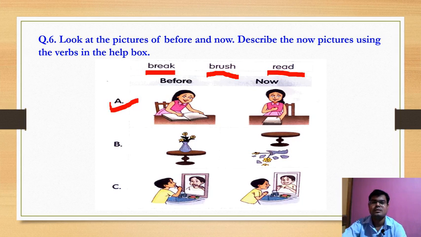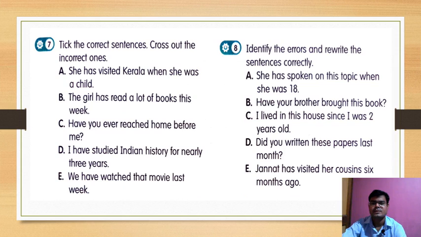Okay, you have to mention these remaining two. You have to write the correct answers. Next, tick the correct sentences, cross out the incorrect ones. What you have to do, you have to tick the correct sentences and cross out the incorrect ones.